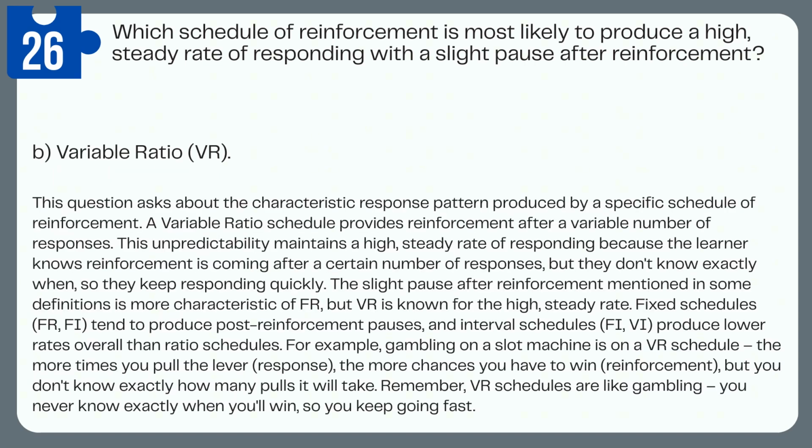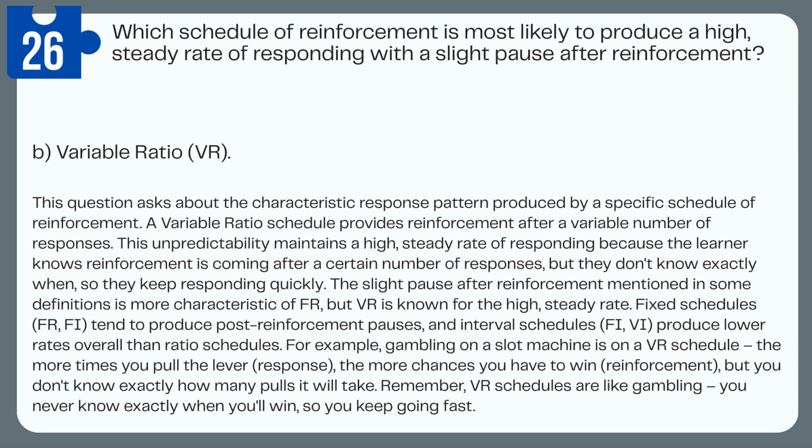Answer B. Variable ratio, VR. This question asks about the characteristic response pattern produced by a specific schedule of reinforcement. A variable ratio schedule provides reinforcement after a variable number of responses. This unpredictability maintains a high, steady rate of responding because the learner knows reinforcement is coming after a certain number of responses, but they don't know exactly when, so they keep responding quickly. The slight pause after reinforcement mentioned in some definitions is more characteristic of FR, but VR is known for the high, steady rate.